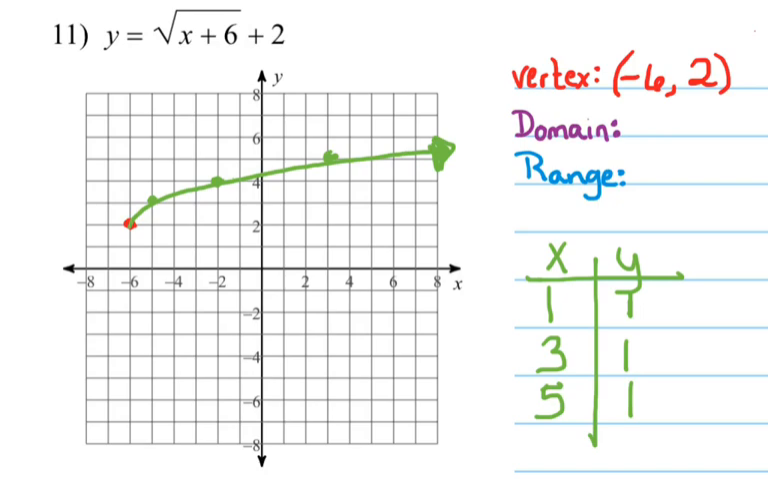So our domain, we start off, our farthest to the left is -6. Our farthest to the right is the arrow, so positive infinity. Now let's do our range. The lowest value we have is the dot, which is at +2. The highest we go is with the arrow, so that's infinity.